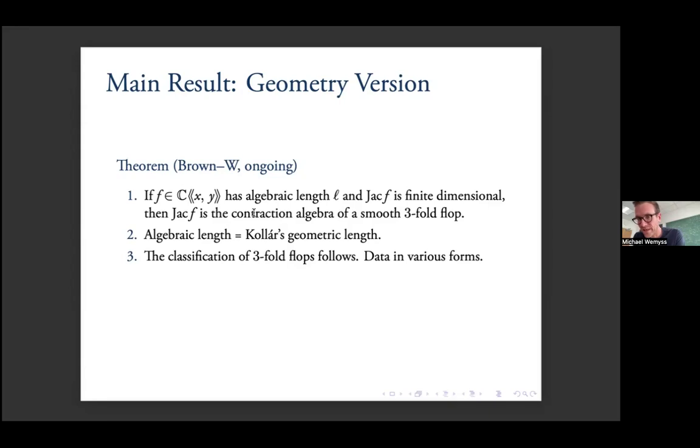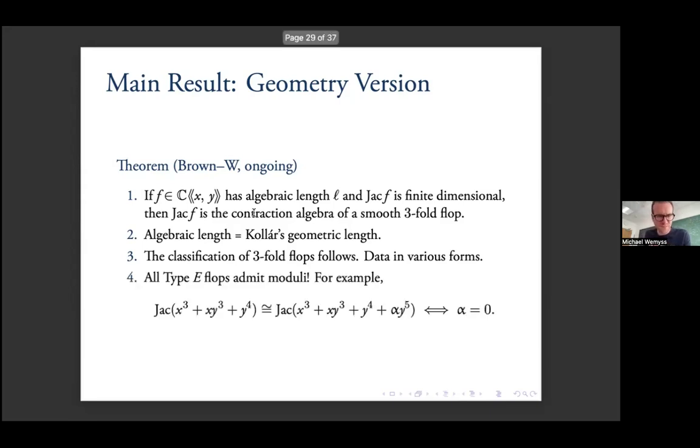In particular, all the numerics that I tried to explain two slides ago, all those constraints come immediately across the curve counting, and you get a huge number of corollaries just from the numerical constraints that come from the contraction algebra. Okay, very good.